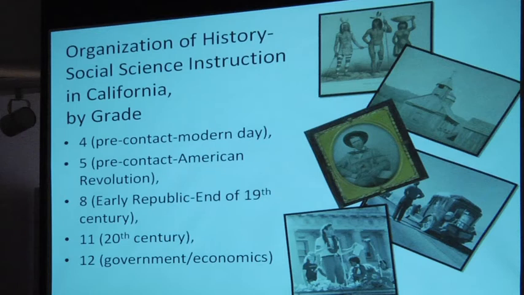And what's missing is this overarching narrative that weaves together this story of California that makes sense both as a state and as part of this nation. And the same hodgepodge narrative holds true for 5th grade and then into 8th grade, when we cover the early republic through the end of the 19th century, and then into the 11th grade, 20th century, and 12th grade government.